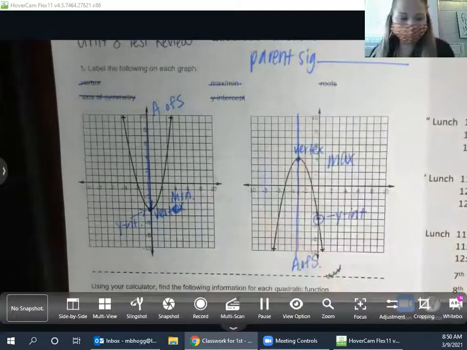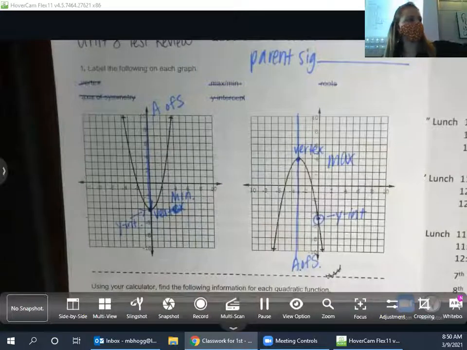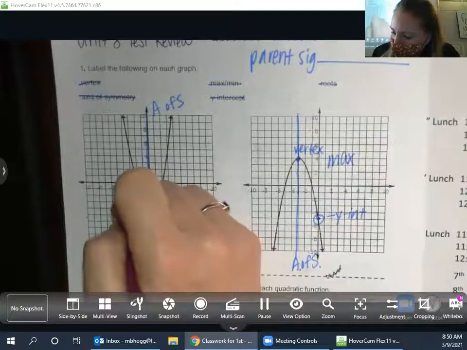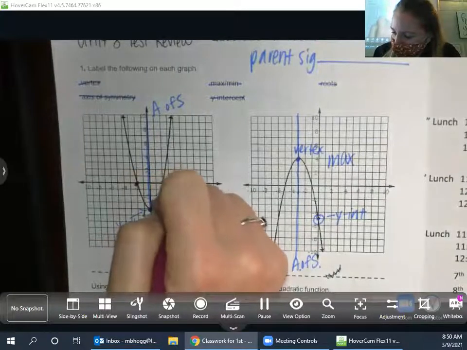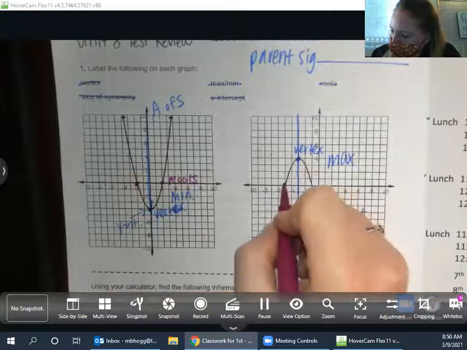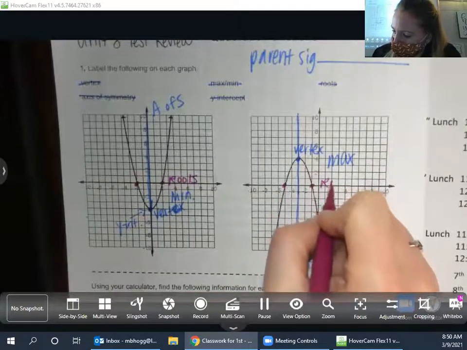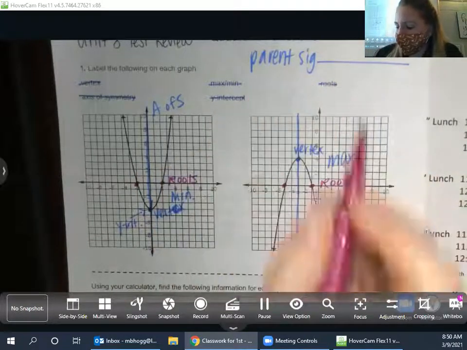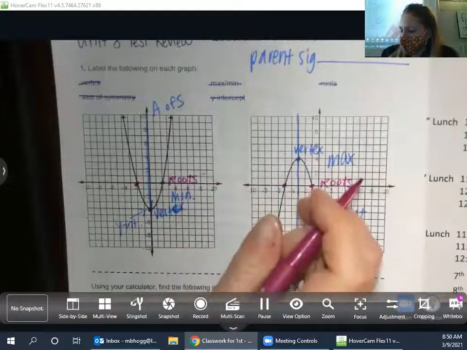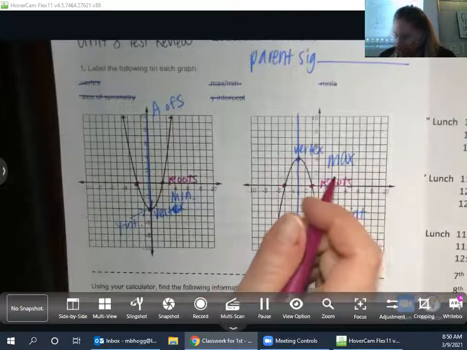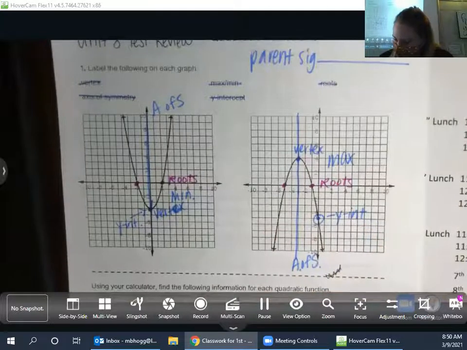Finally, the roots. What are the roots? Another name for roots is zeros. Yep, it's where it crosses the x-axis. So right here and right here are roots. Right here and right here are roots. You might see those called zeros, solutions, x-intercepts, or roots. Okay.